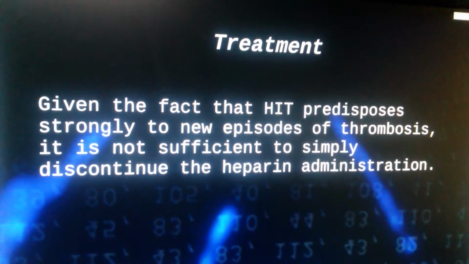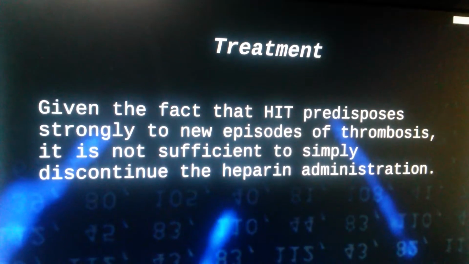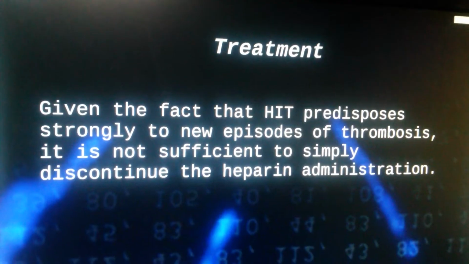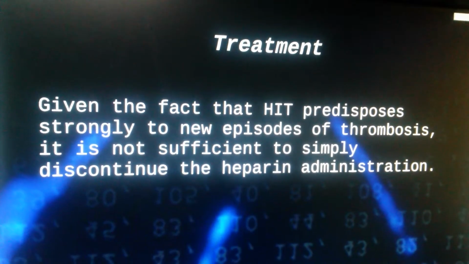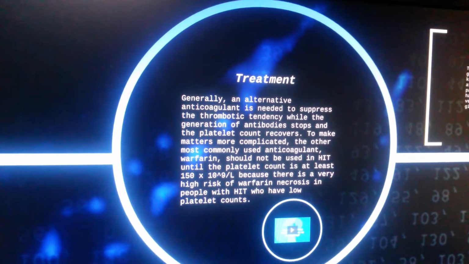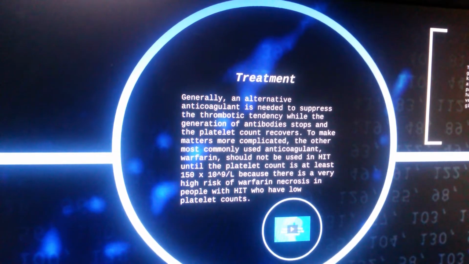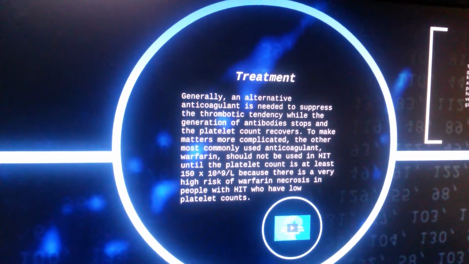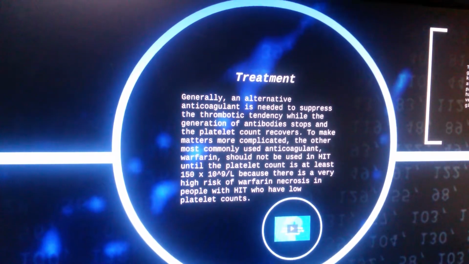Treatment. Given that the fight and HIT predisposes strongly to new episodes of thrombosis, it is not sufficient to simply discontinue the heparin administration. Generally, an alternative anticoagulant is needed until the generation of antibodies stops and the platelet count recovers.